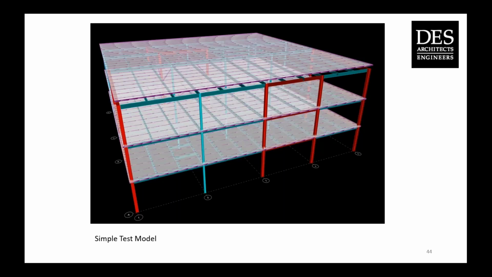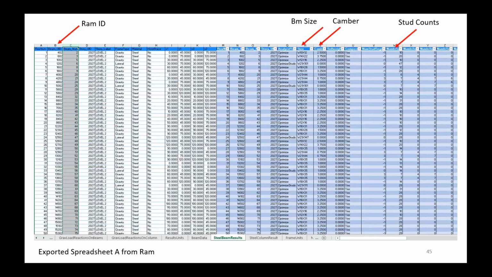So let's go over a simple test model. From this model, we export the design result to a spreadsheet. Next slide, please. So this slide shows the exported spreadsheet from RAM, which has the design information that I need. Notice that on column B, it has a unique ID to tag the beams, and it has beam sizes, cambers, and stud counts that I was looking for. So we'll come back to this later. Next slide, please.